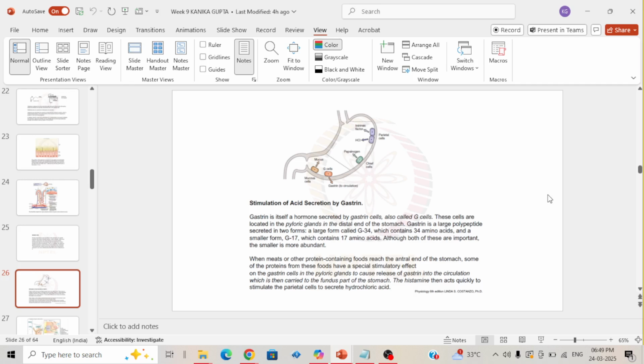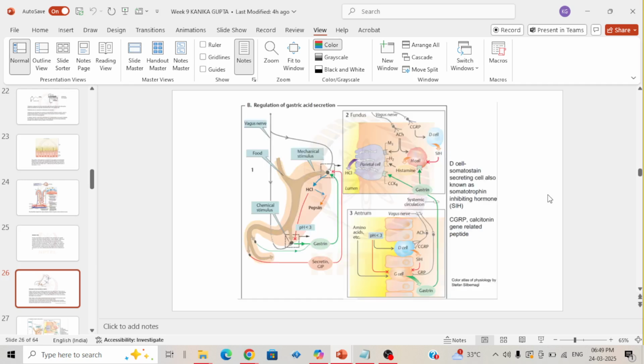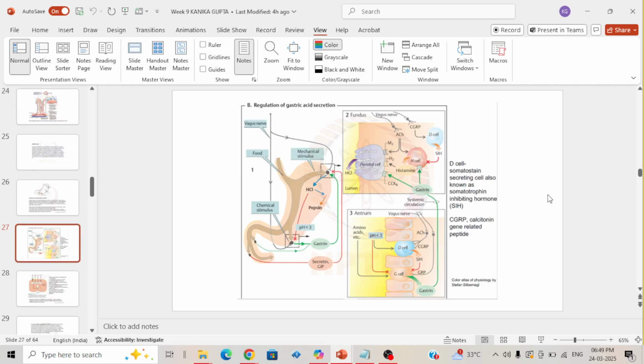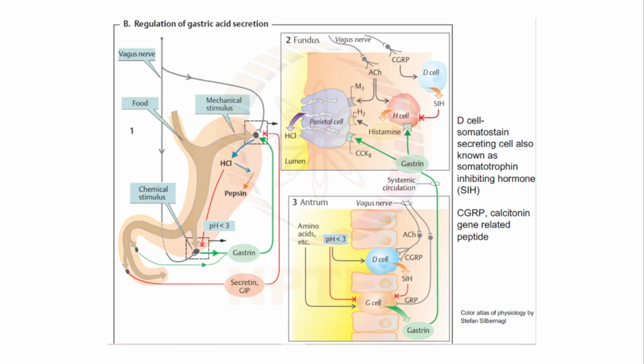ठीक है, जैसे ही प्रोटीन कंटेनिंग फूड जो है एंड ऑफ स्टमक में पहुंचता है, तो सम ऑफ द प्रोटीन फ्रॉम दीज फूड्स हैव अ स्पेशल स्टिमुलेटरी इफेक्ट, जिसकी वजह से गैस्ट्रिन सिक्रीशन होता है. गैस्ट्रिन जो है हिस्टामिन की सिक्रीशन कराता है, और हिस्टामिन एंड गैस्ट्रिन टुगेदर विल वर्क ऑन पैरेटल सेल्स फॉर द HCl सिक्रीशन. ठीक, so this is the regulation. This is what we have discussed so far.